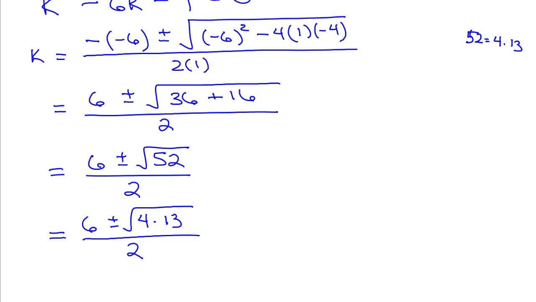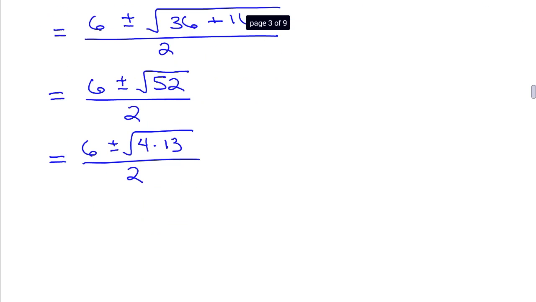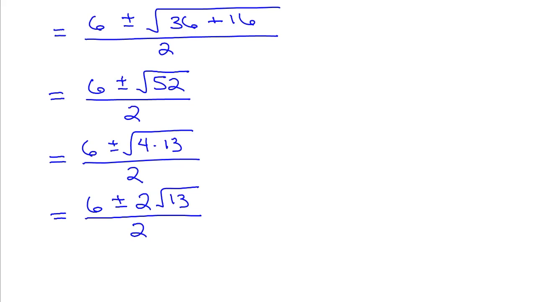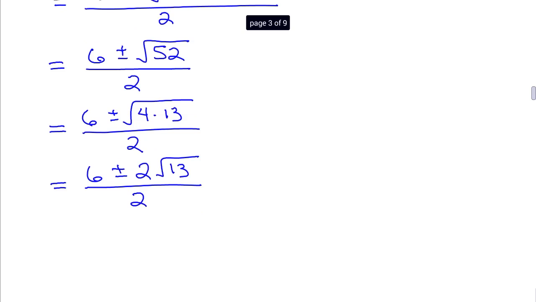We can take the square root of 4, but we cannot take the square root of 13. The square root of 4 is 2, so 2 comes out, 13 stays inside. Now, notice that you have two terms on top. You have the 6, and then you have 2 root 13. You also have a 2 on the bottom. So all three of those are multiples of 2. So we have to factor out a 2 from the top so that we can cancel it with the 2 on the bottom. It's just like reducing a fraction, but you have to factor out first.